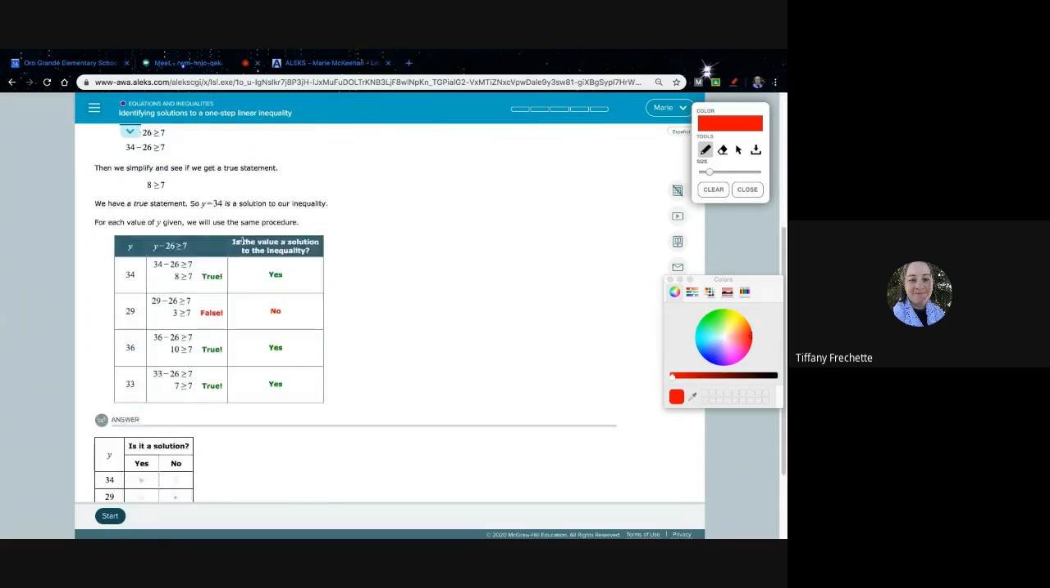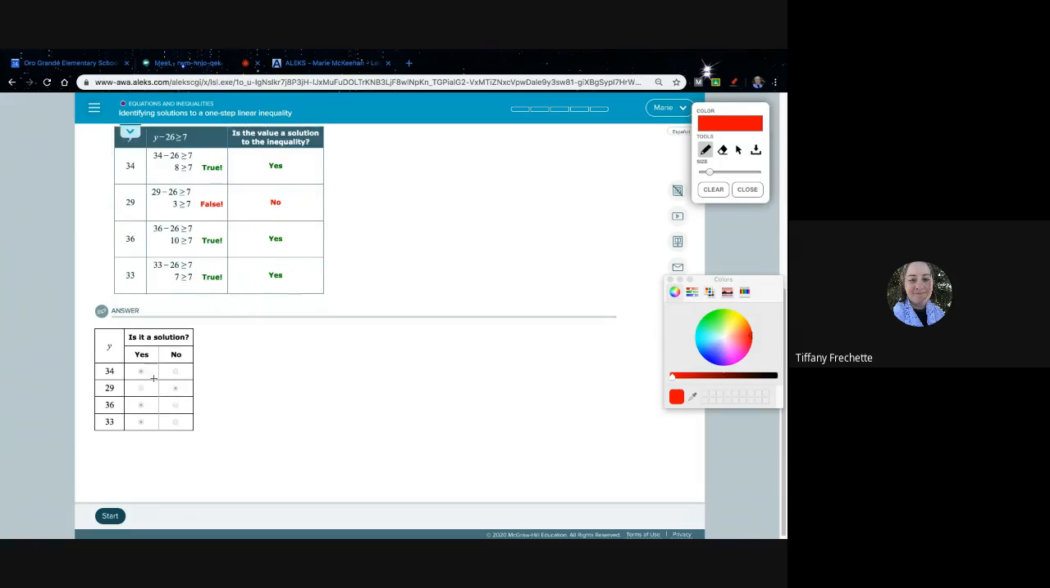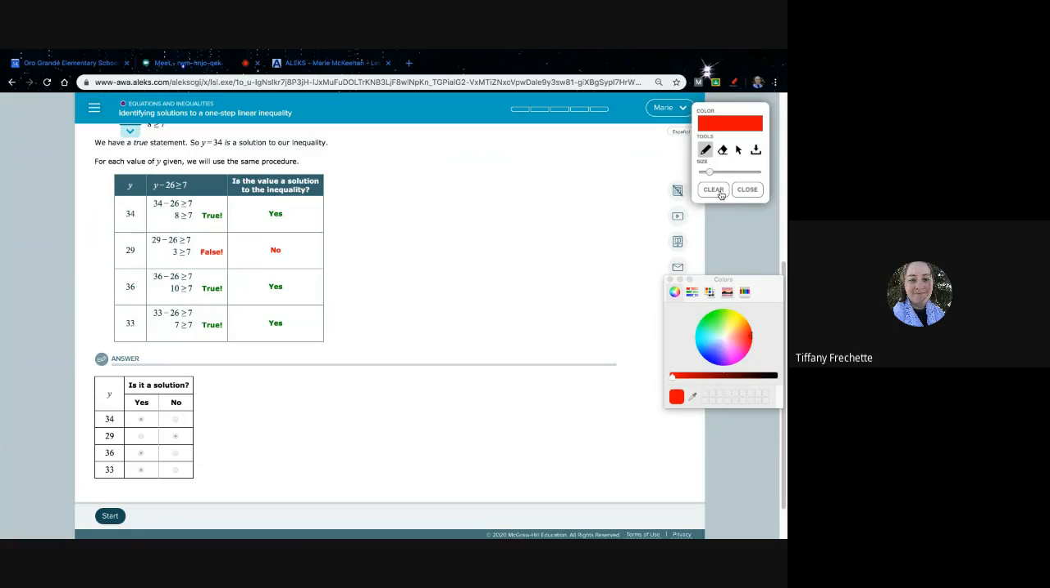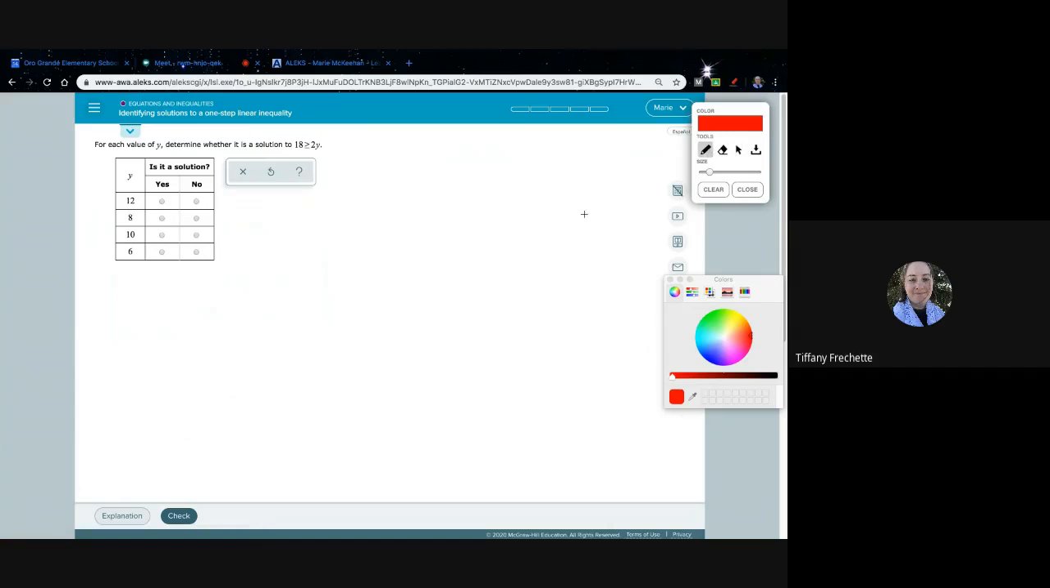So if we scroll down here, this is exactly what they did. They plugged each one in, and then they used true and false instead of crossing it off, but it's the same idea, and they just check yes, no, yes, yes. All right, so we're going to go ahead and clear, and we're going to start this topic here.